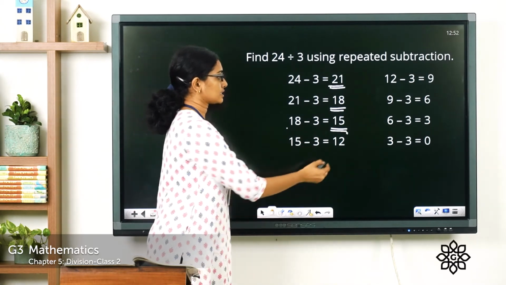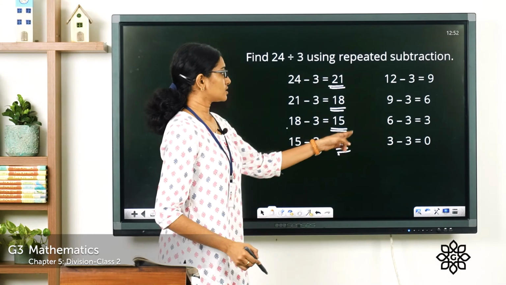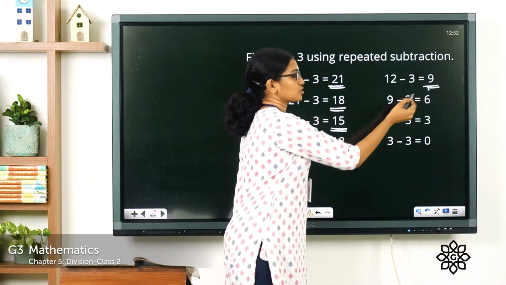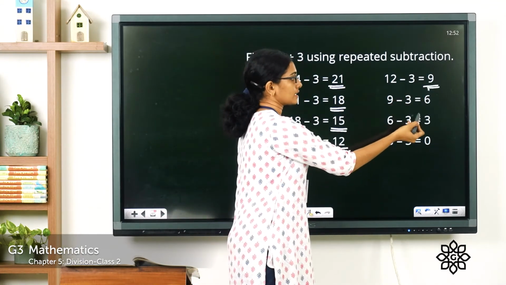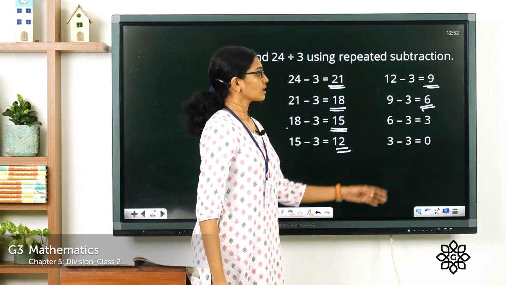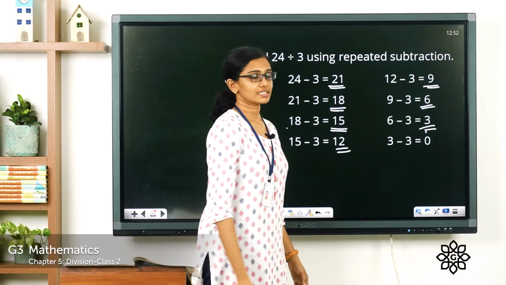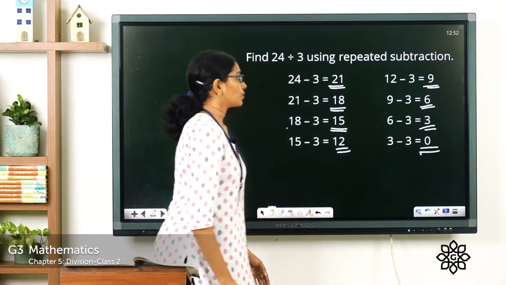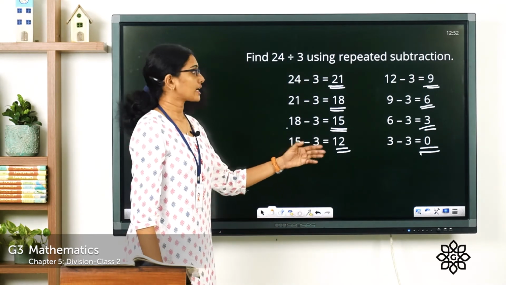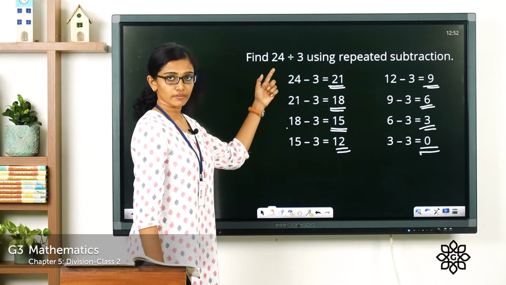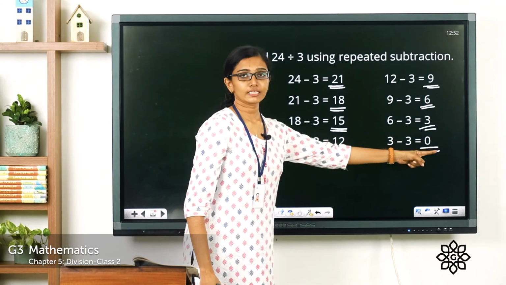18 minus 3 equal to 15. Now 15 minus 3, 12. Then this 12 minus 3 is equal to 9. 9 minus 3 is equal to 6. Now the 6 minus 3 is equal to 3 and 3 minus 3 is equal to 0. So we have repeatedly subtracted 3 from this 24 until we reached 0.